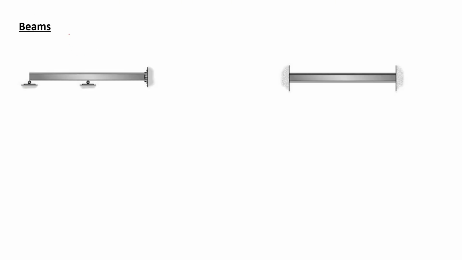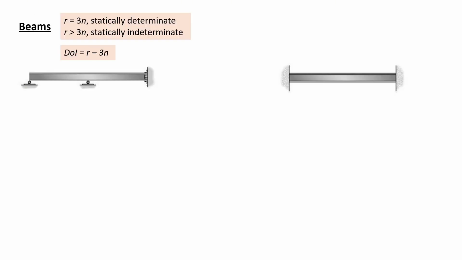Let's look at some examples for the beams first. For beams, we calculate the degree of indeterminacy by using the formula r minus 3n, where r is the number of unknown forces and n is the number of members. So the degree of indeterminacy is the number of unknown forces that exceed the number of available equilibrium equations. For each member, we know there are three equilibrium equations, so we multiply the number of members by 3.